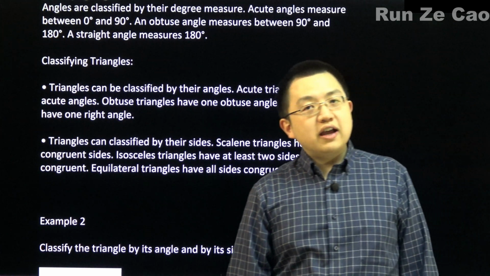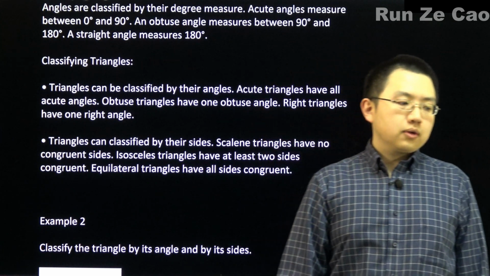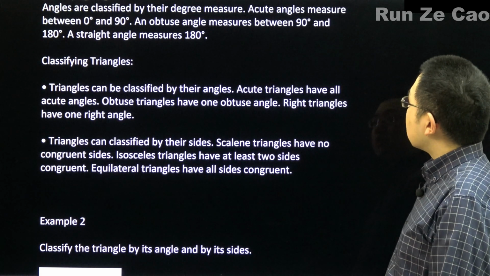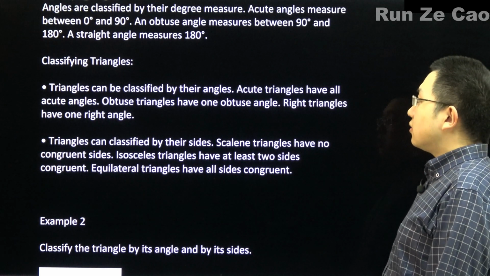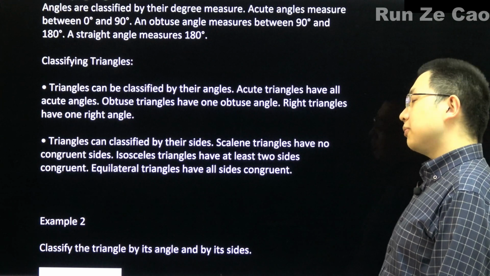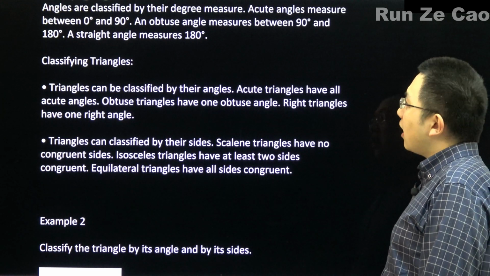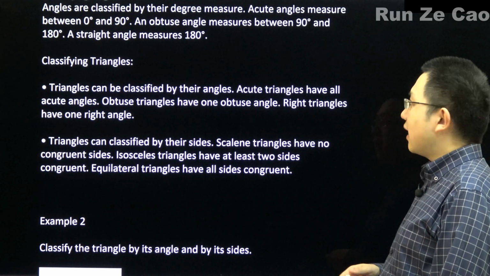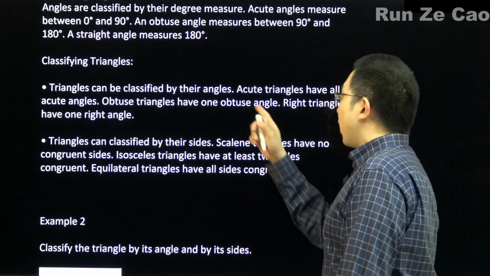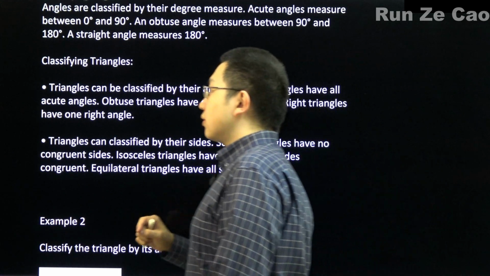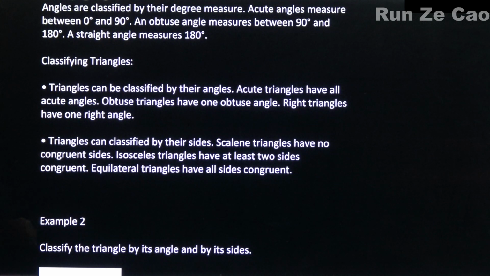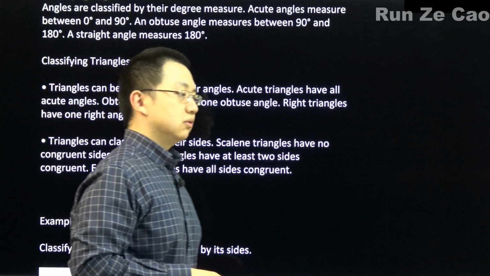Okay, if we classify triangles by their angles, since the total is 180 degrees for the interior angles, the largest you can get for an interior angle is an obtuse angle. So if you have one obtuse angle, you don't have enough degrees left for anything but two acute angles. So obtuse triangles have one obtuse angle. Right triangles have one right angle. But acute triangles have all acute angles.